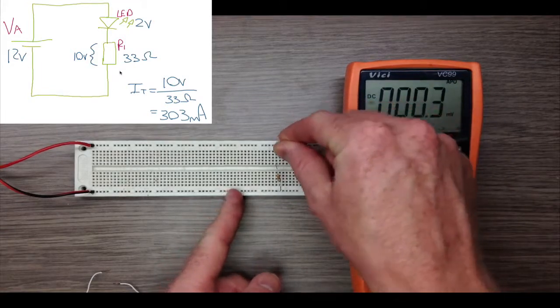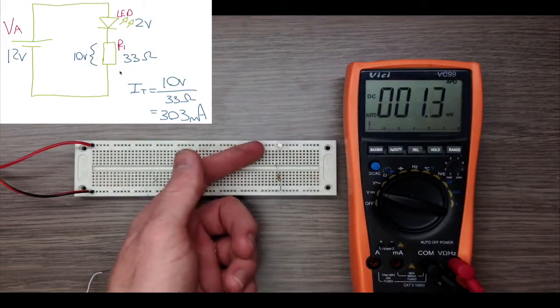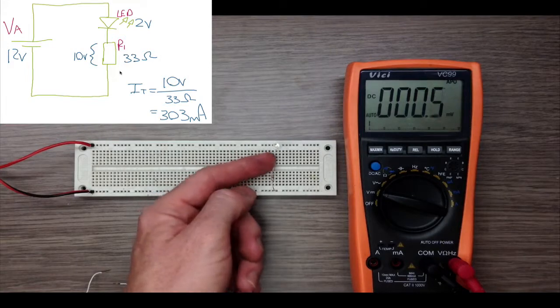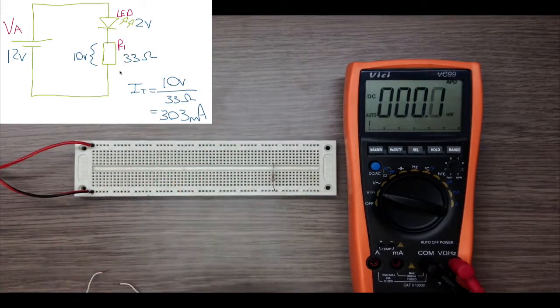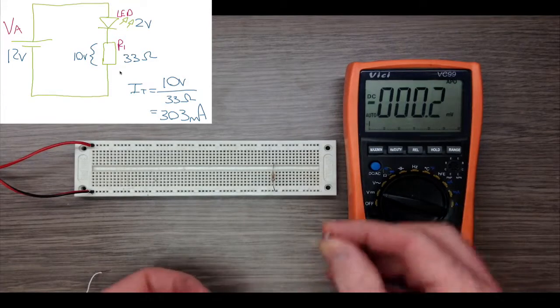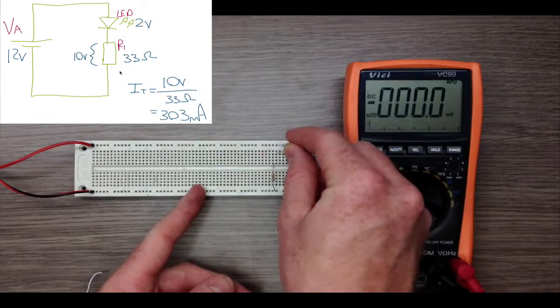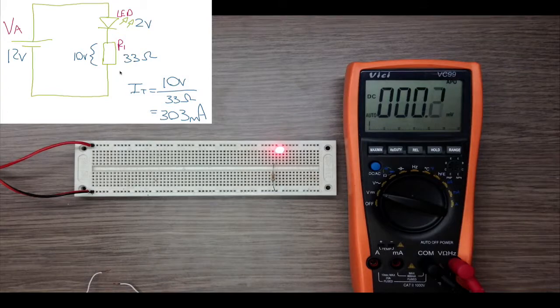If we get it wrong, I'll just show you. If we get it the wrong way around, so the short lead to the positive, the long lead to the negative, you can see the LED just doesn't work. So we have to get it the right way around. Okay, so let's see what happens with this circuit, see if it works. Very good. The LED is shining nice and bright, which is exactly what we wanted it to do.